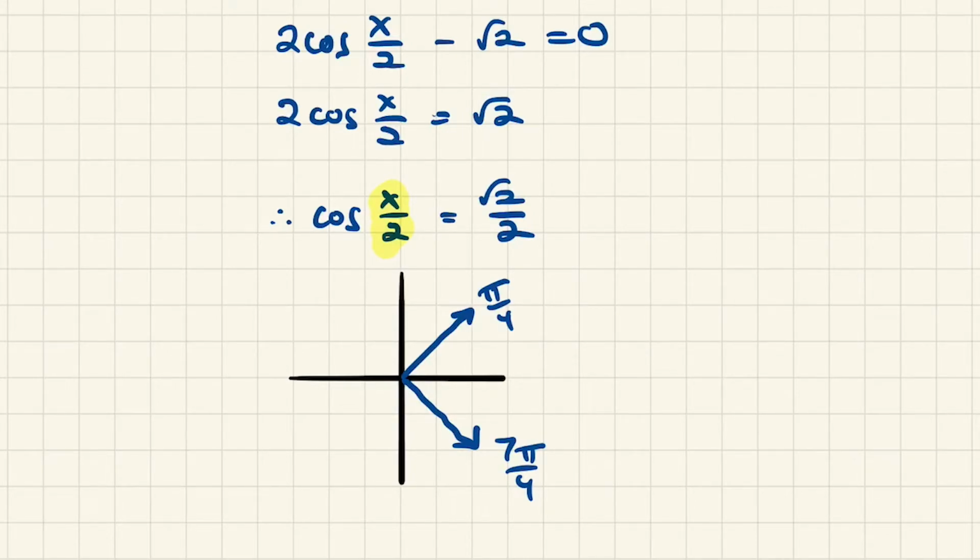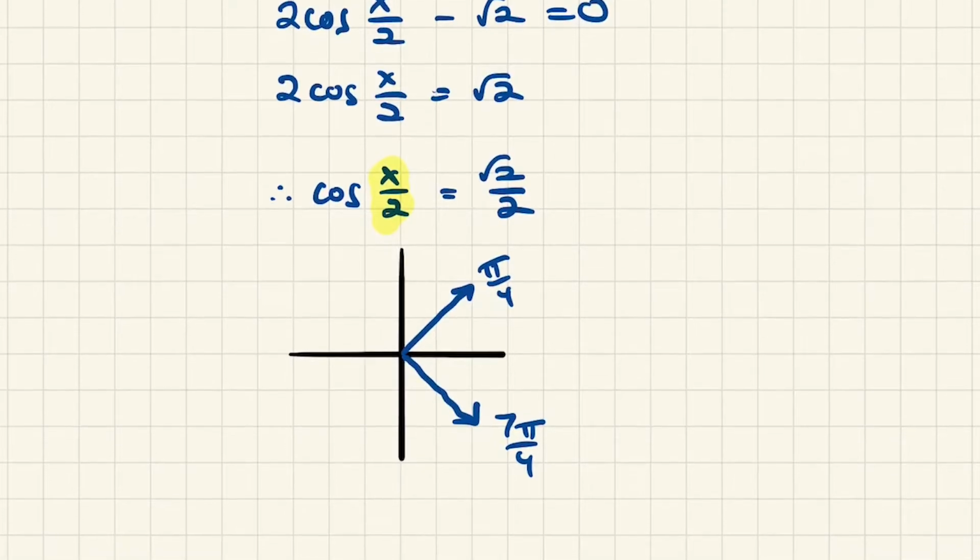Now, it needs to be stressed that these are not x solutions, okay? These are actually what x over 2 is. These are the angles whose cosine is rad 2 over 2. We still haven't finished solving for x. Okay, which means that if this question had simply said, list the solutions from 0 to 2 pi, it would be wrong to just say, oh, pi over 4 and 7 pi over 4.